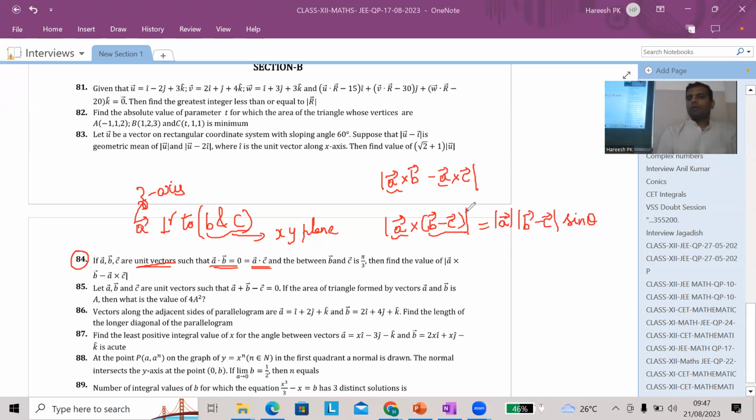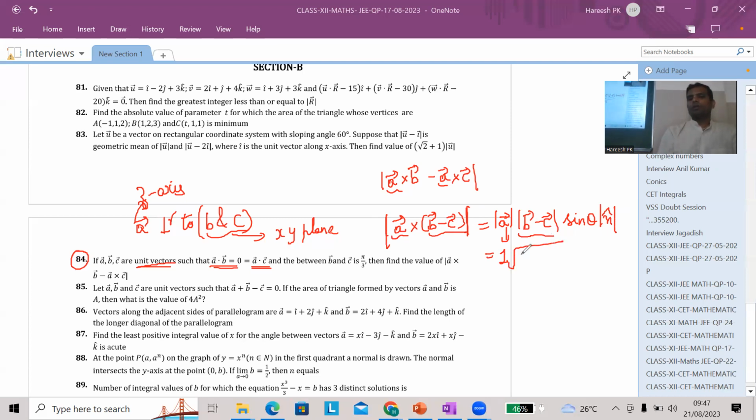N cap, when you don't take mod, you will get. When you're taking mod, actually A cross B is a vector, so you would have put n cap, but when you take mod here, how much is mod of n cap? 1, because n cap is a unit vector. Now, mod A is nothing but how much? 1. For finding mod B minus C, you should use the parallelogram law.